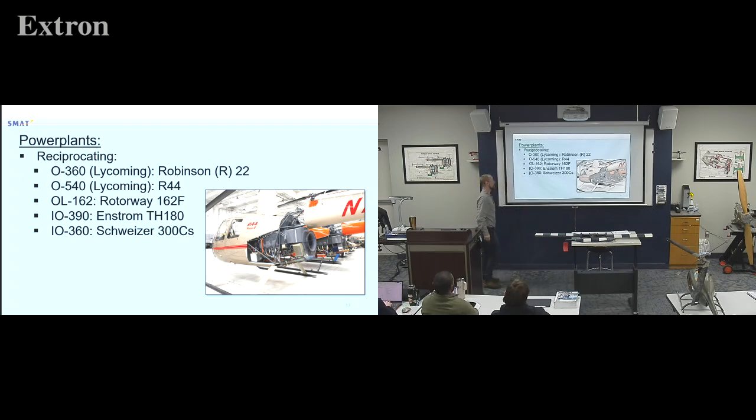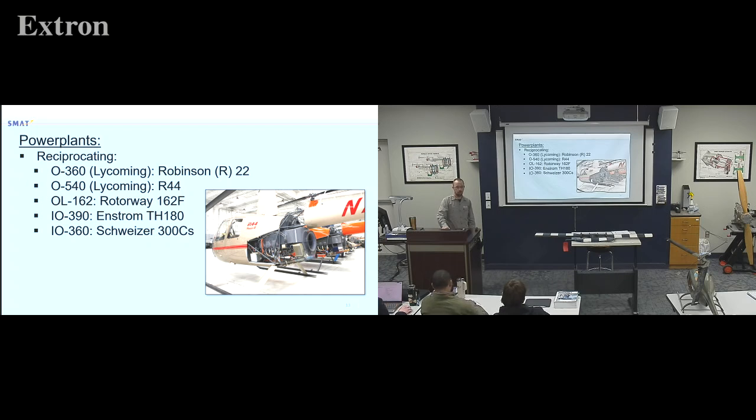O-540 is the big brother. It's the Lycoming R44 series, 6-cylinder, going on the 44. Is that what you guys had? 44s? You had 44? Yeah. So 540, turbo or non-turbo? Non-turbo. Wow. Okay, and then you have the Rotaway, who has their own concoction. It was liquid cooled, opposed, liquid cooled. And then you had the IO-390 from the Enstrom, the IO-360 from the Schweizer 300, okay?